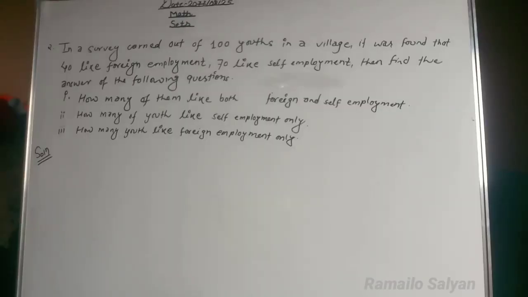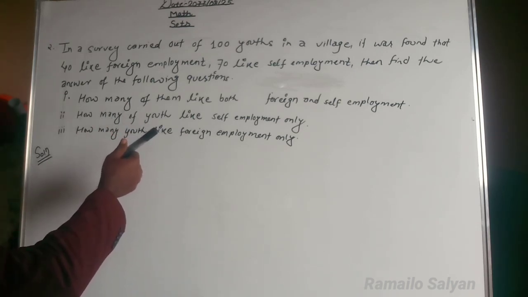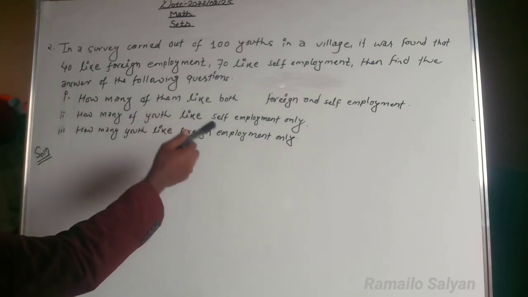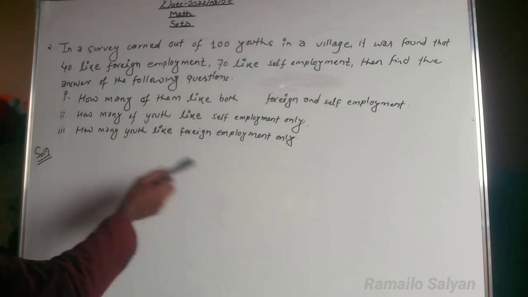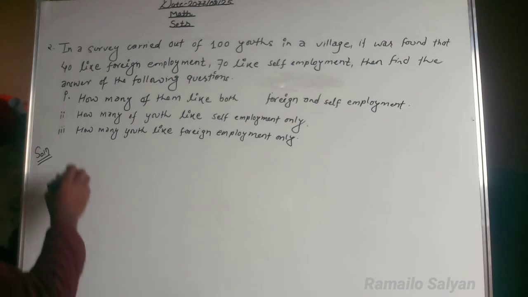Okay, in a survey carried out of 100 youth in a village, it was found that 40 like foreign employment, 70 like self-employment. Then find the answers to the following questions. How many of them like both foreign and self-employment? How many youth like self-employment only? How many youth like foreign employment only?